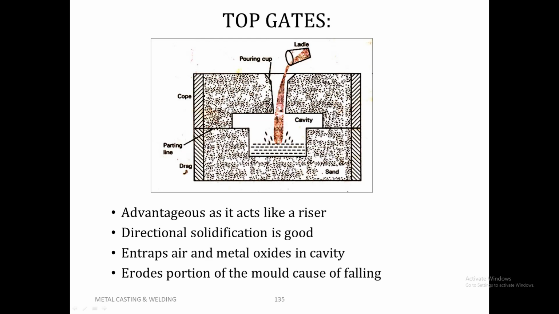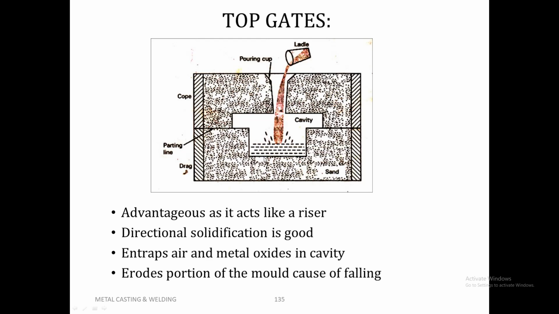Top gate serves as a riser too. So as the cavity gets filled, the molten metal can rise up to the surface, and later it can be used to fill the cavity as the metal solidifies. On the other hand, the use of top gate is limited because the turbulence of the falling metal tends to erode portions of the mold as well as entraps air and metal oxides in the cavity itself.